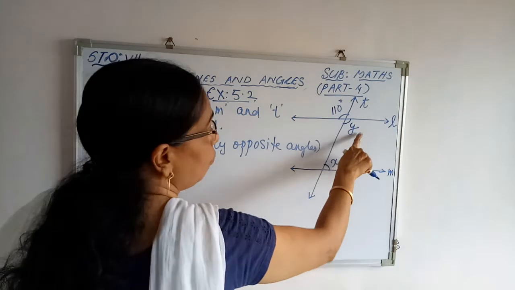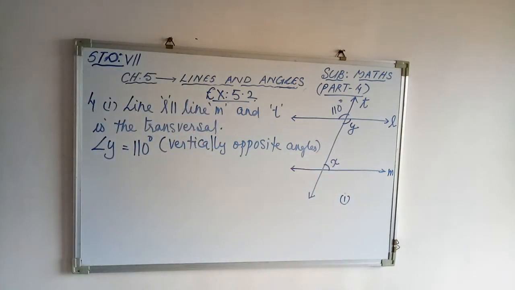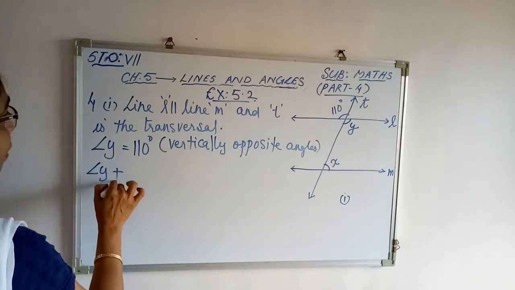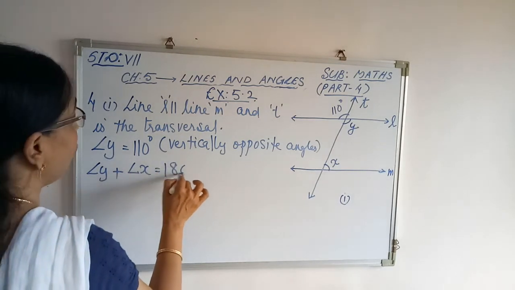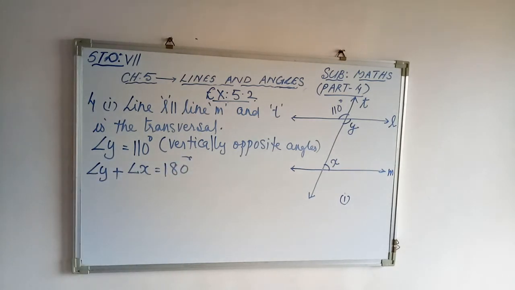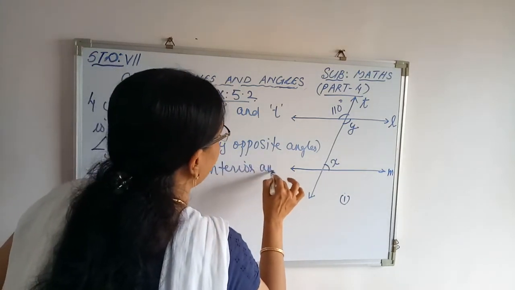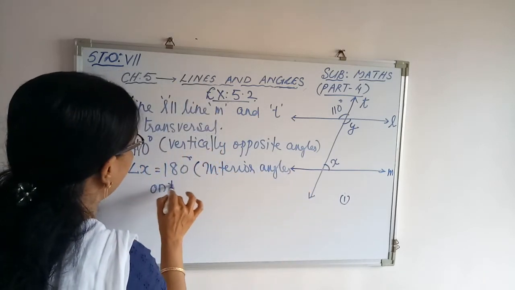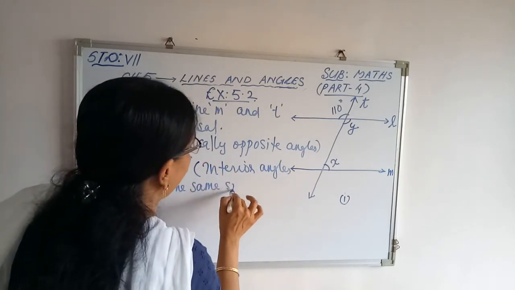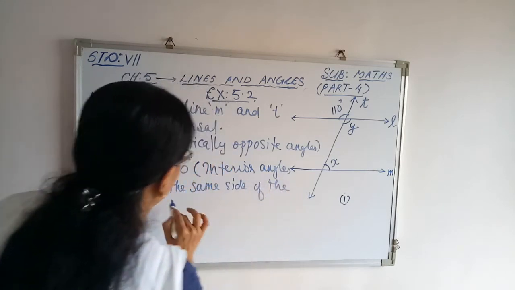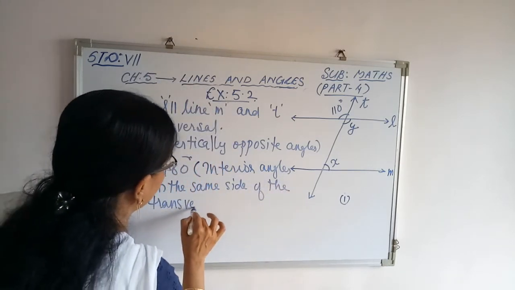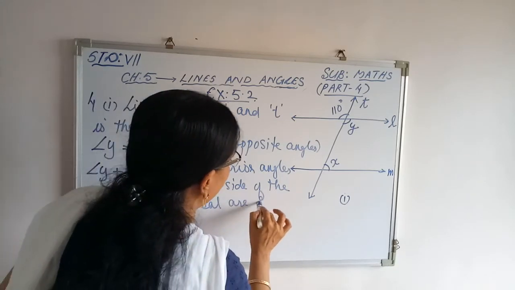Okay, now we can find out X. See here, what about Y and X? They are interior angles on the same side of the transversal. We know that interior angles on the same side of the transversal are supplementary. So we can write angle Y plus angle X is equal to 180 degrees. Isn't it? So what's the reason? Interior angles. The property you can write: interior angles on the same side of the transversal are supplementary.